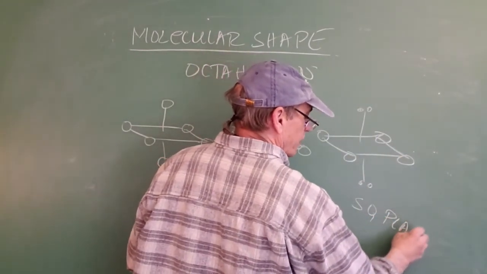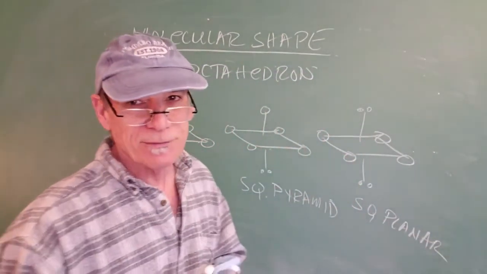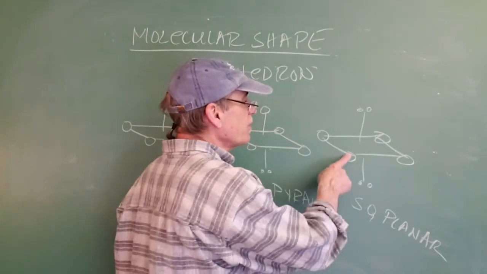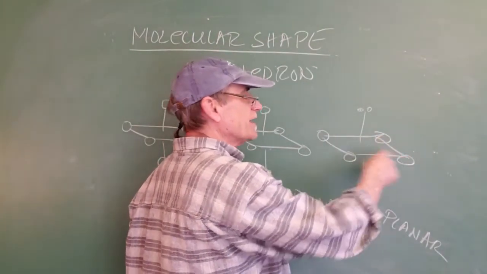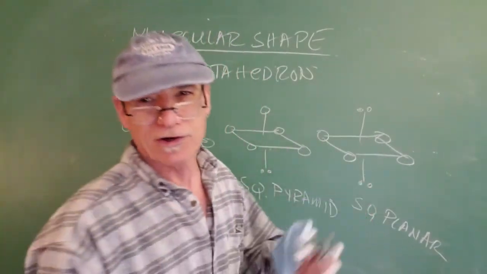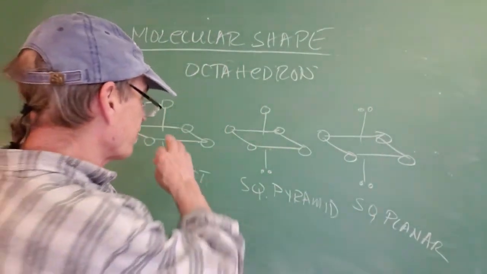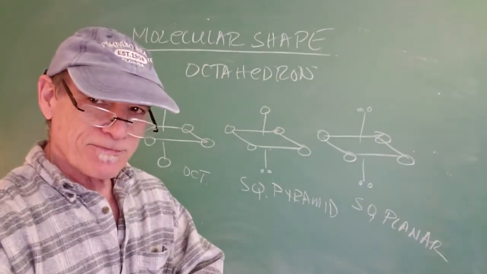meaning a flat square. Now, we could go on, but I don't think you're going to see molecules that do this. But if there was another lone pair, we'd be down to a T-shaped molecule. Another lone pair, we'd be down to linear. But I can't even recall examples that actually do that on six-legged molecules. I think these are the fundamental shapes that you're going to run into whenever you have six legs.